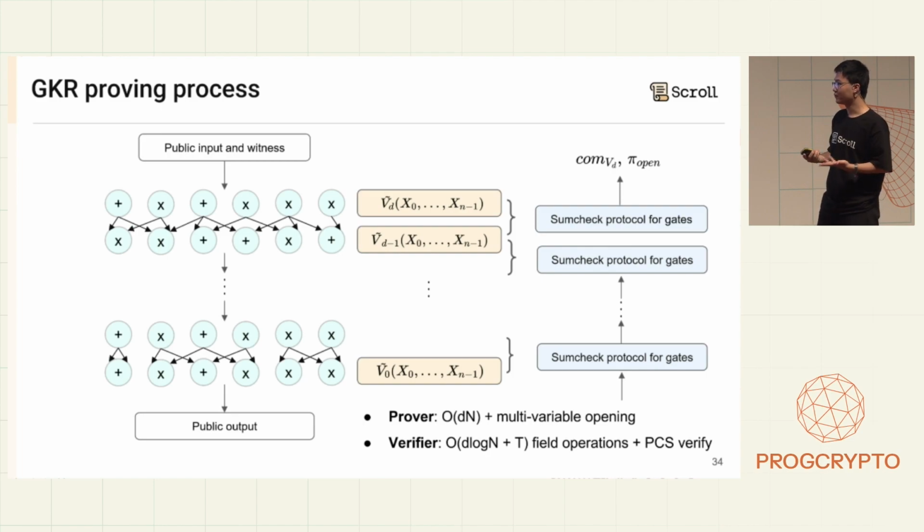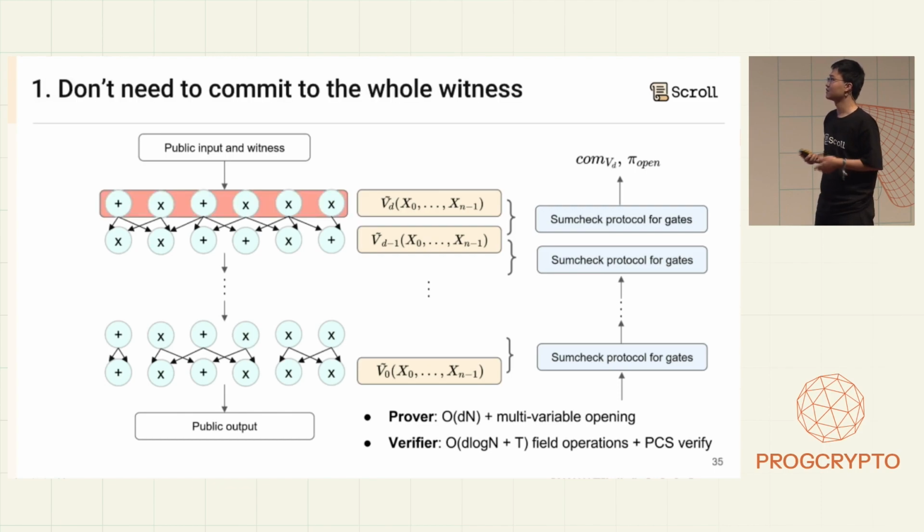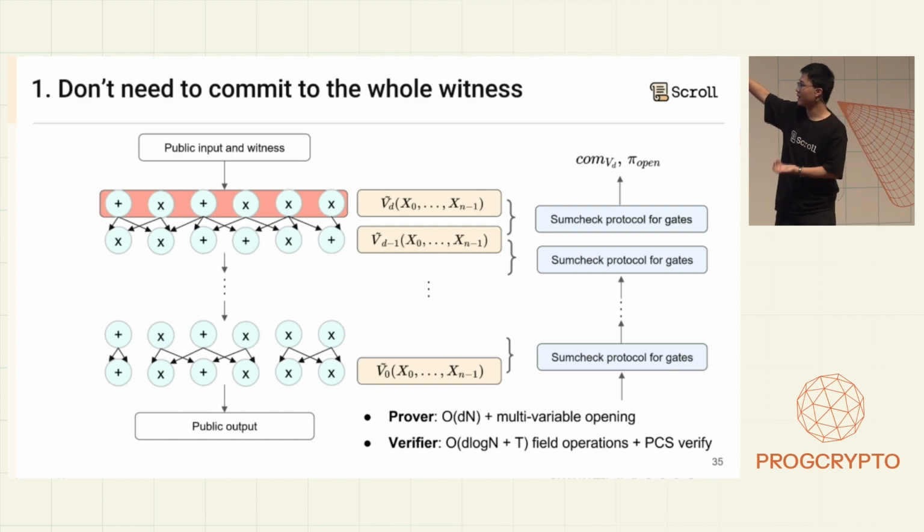Now, why are we experimenting with GKR on zkEVM? Firstly, you don't need to commit to the whole witness. As I mentioned, the only thing you need to commit to is the input layer, because the values are propagated from the input layer to the second layer to the third layer. As far as it's connected, it's computed from the previous layer, so you don't need to commit to that. But in all the R1CS or Plonkish systems, you basically need to commit the whole thing. So you can massively reduce the number of elements you need to commit to. That's the first advantage.